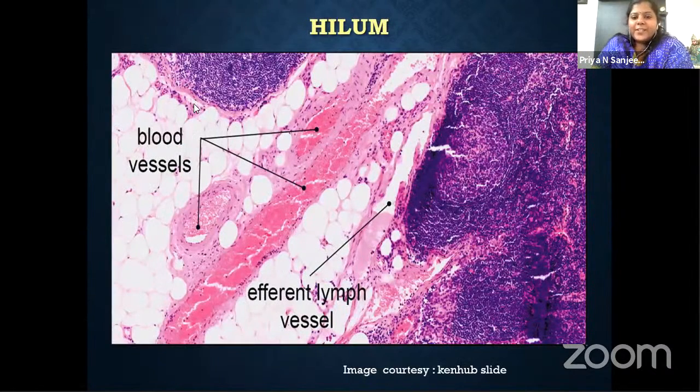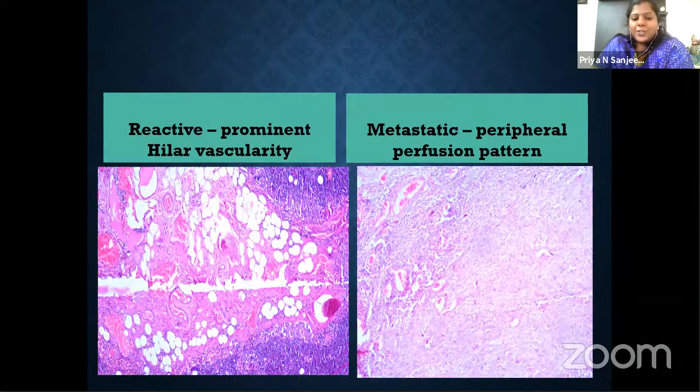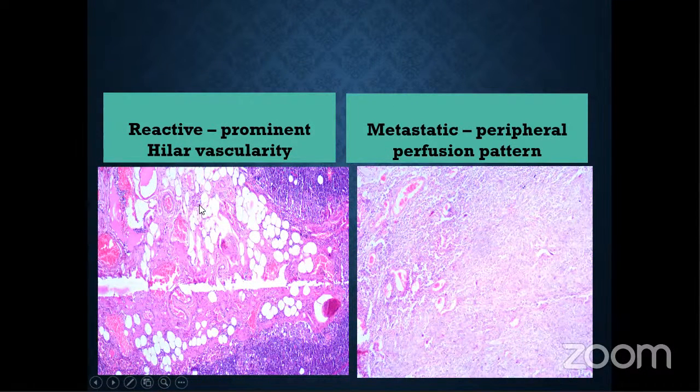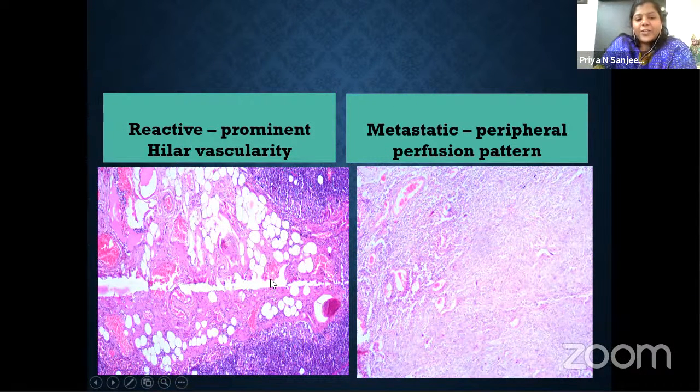The hilum is the indented structure of a lymph node where there is exit of blood vessels and the presence of efferent lymph vessels. This area will show some changes with respect to the reactive lymph node and the metastatic lymph node. In the reactive lymph node, vascularity can be increased in the hilum region. You can see the dilated vessels, increased vascularity. In metastatic lymph nodes, there can be loss of the hilar region, and there will be a pattern called peripheral perfusion. You can see the blood vessels here.